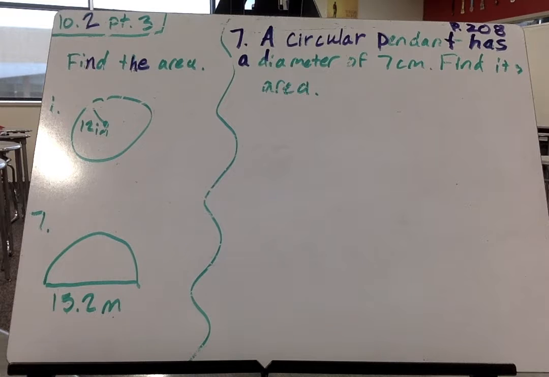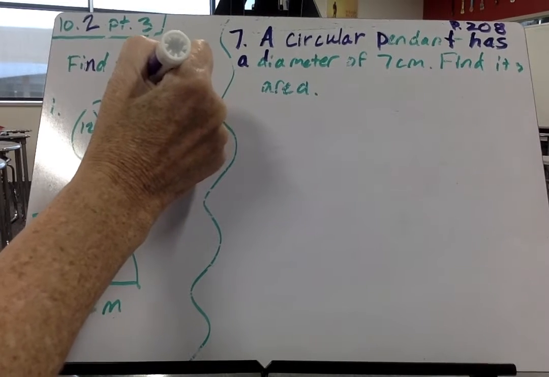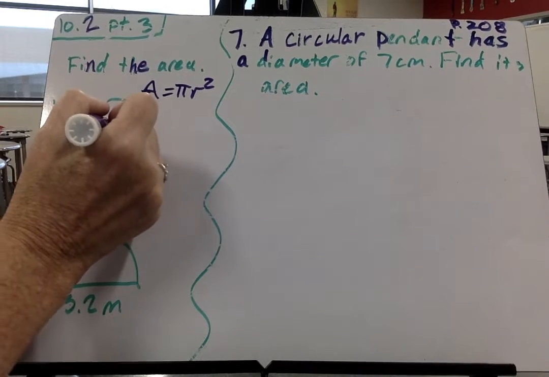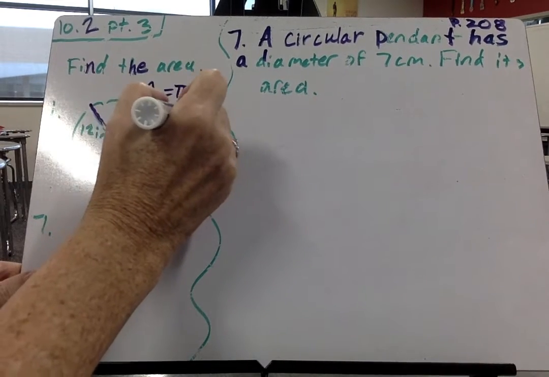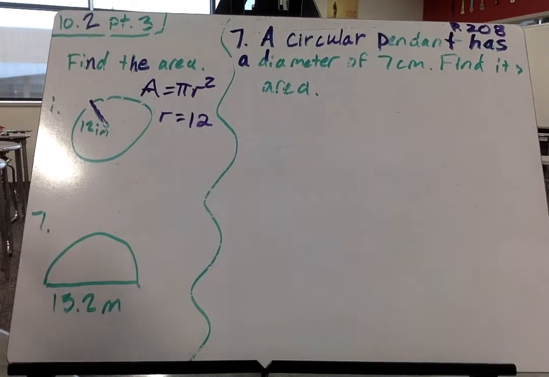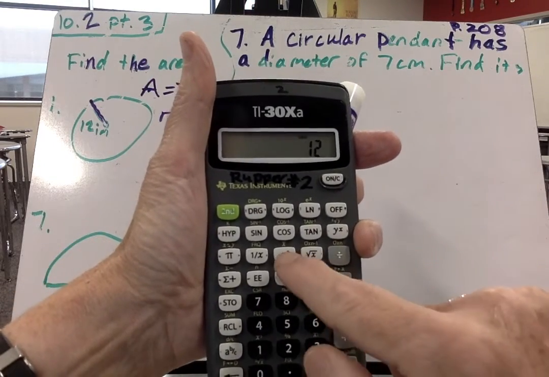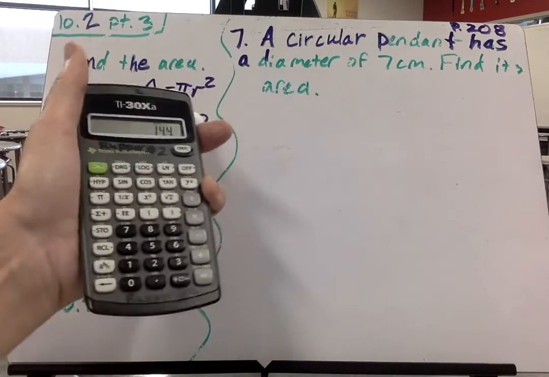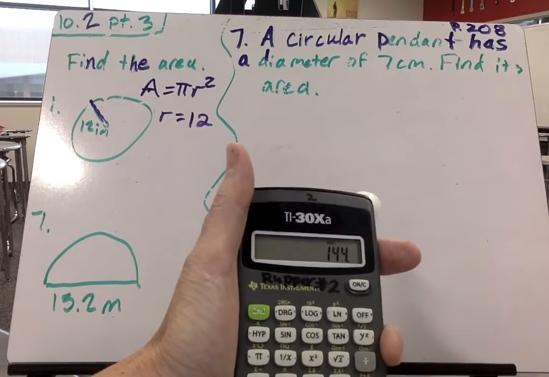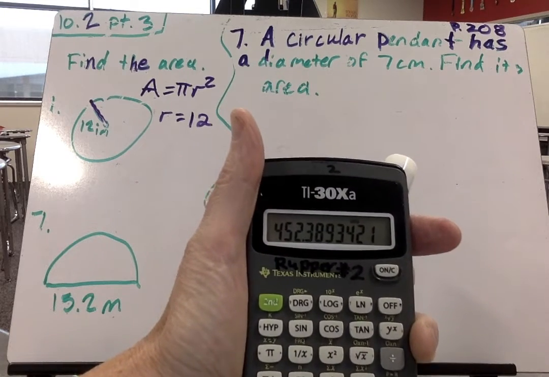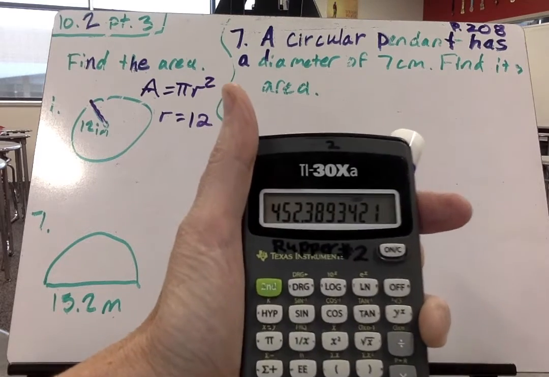Find the area. Number 1 is 12 inches. Remember our formula, area equals pi r squared. This is our radius, r equals 12. To do that on the calculator, there are 2 ways. I can put 12 in and just push x squared, which will automatically square your radius, and then go times pi equals 452.4, because we're going to round to the nearest tenth.